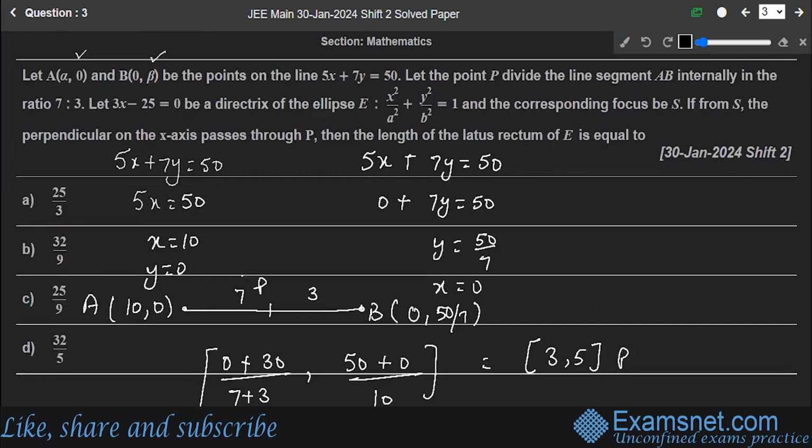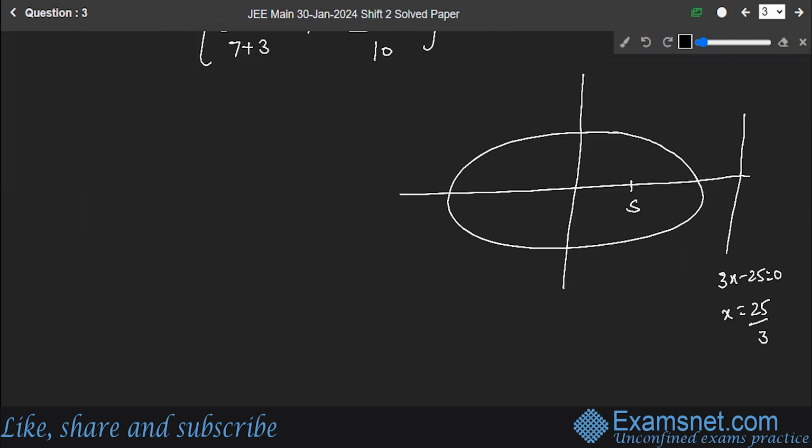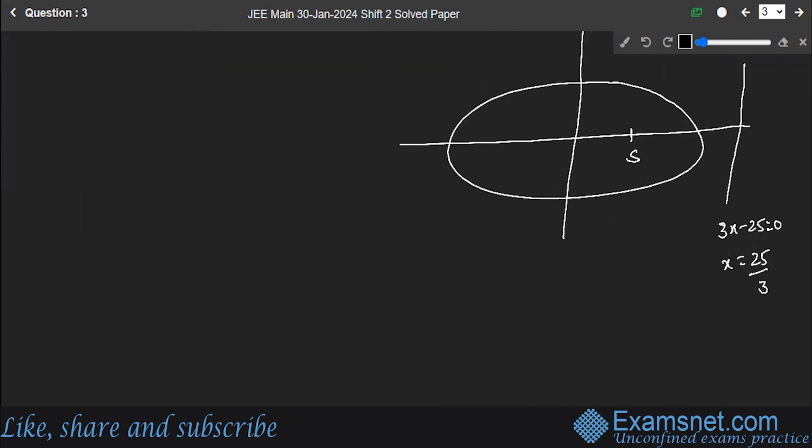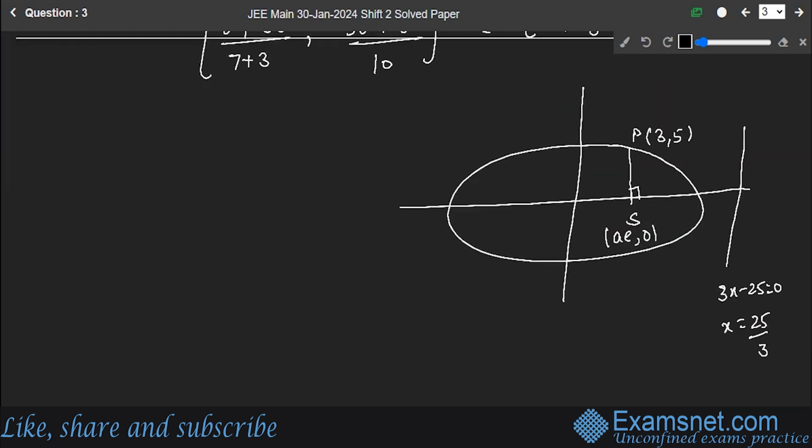Now it's given in the question, read this one carefully: the perpendicular from S on the x-axis passes through P. So that means if I drop a perpendicular from S on the x-axis, it will pass through P. The point P has the coordinates 3 and 5. This is your focus, which has ae as the coordinates, right? Okay, so one thing, see, ae will be equal to 3.